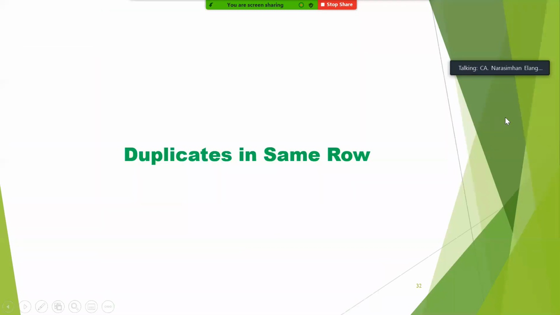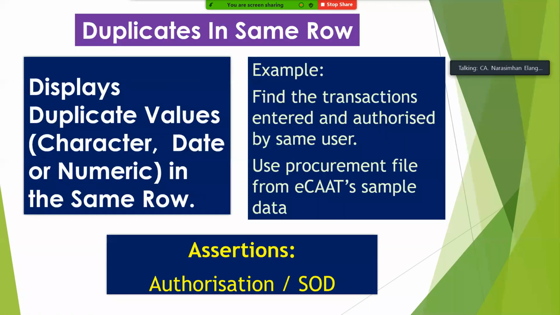Let's go to the next function. Duplicates in the same row. Many times what happens, there might be certain duplicate values in the same row. Correct? It displays duplicate values, either character or numeric, in the same row. So let us try this. Find the transactions entered and authorized by the same user. Maker checker concept, correct? So has there been somebody like that?